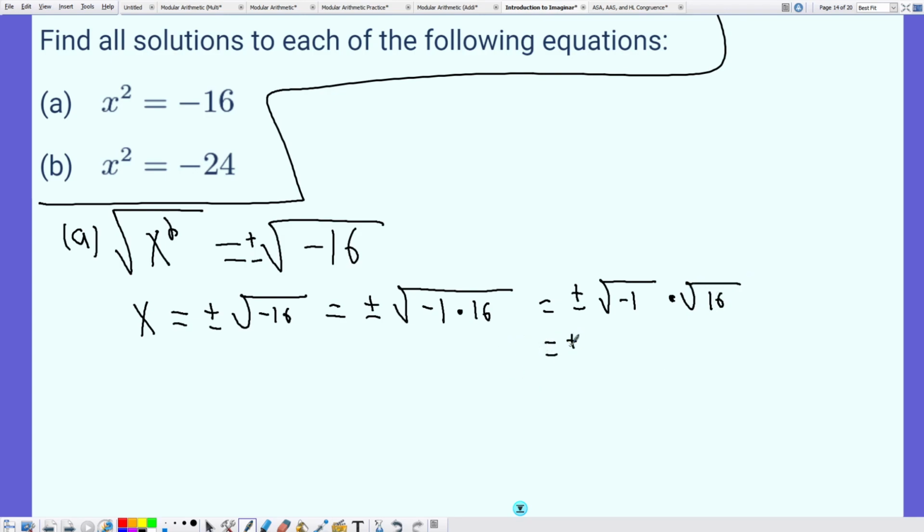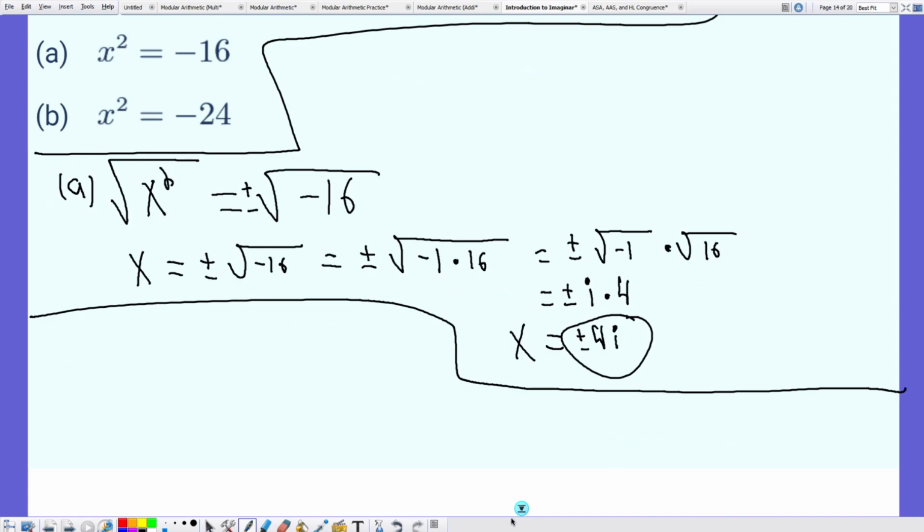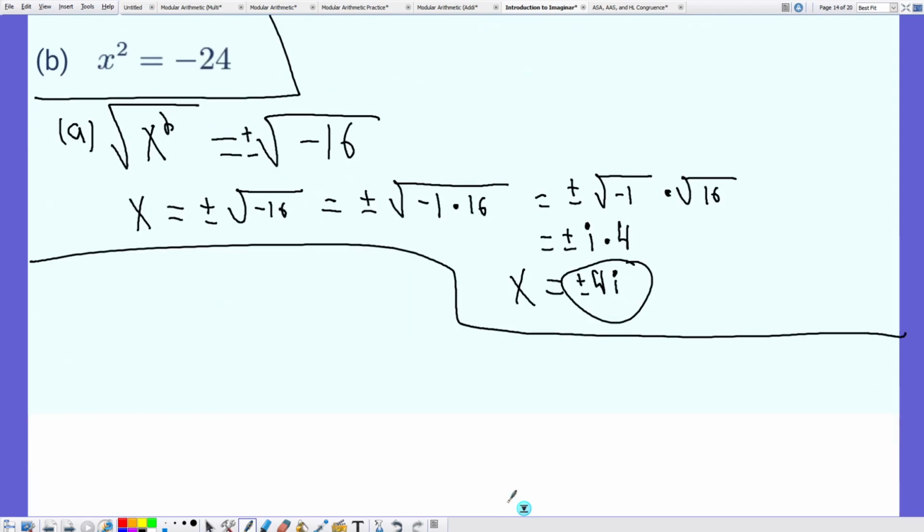Simplifying this, we know that the square root of negative 1 is now considered i, and the square root of 16 is 4. And when we write it out, we like to write it as plus or minus, the real number goes first, so 4 and then i. And that's going to be our solution for x. So, hopefully that makes a bit of sense, especially coming from the previous problems we were working on.